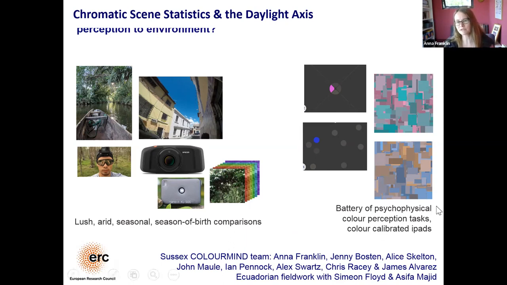And then we're also measuring people's colour perception with a battery of psychophysical tasks, so we can establish whether differences in an individual's environment are reflected in their colour perception on these tasks. And the specific hypothesis related to today's talk is: is there any evidence that colour vision tunes to your own environment during development, when trichromatic colour vision is being learnt?